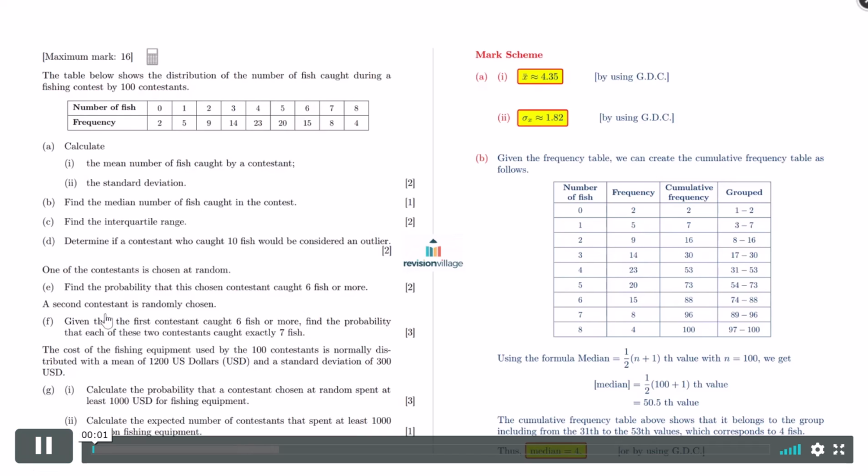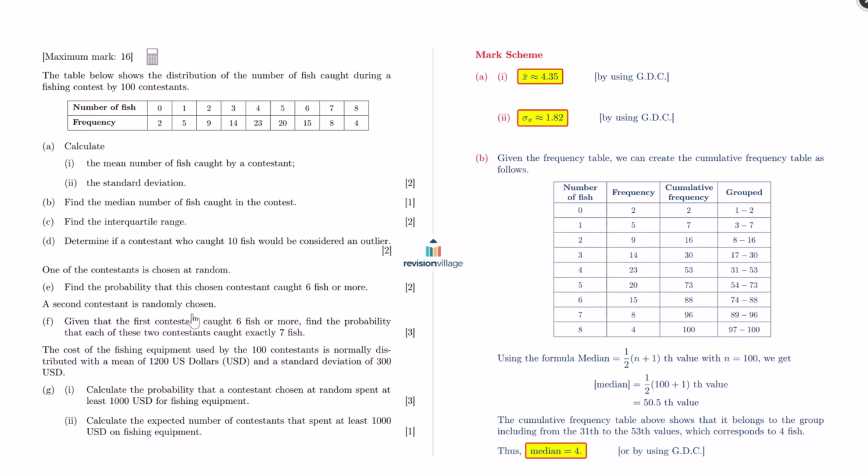Part F, we are told now that a second contestant is chosen at random. So this is after the first contestant. And we are asked, and this is a bit of a challenging conditional probability question here. Given, that's always a bit of a hint that this is a conditional probability question. So given that the first contestant caught 6 fish or more, find the probability that each of these 2 contestants caught exactly 7 fish. Now keep in mind here that given the first contestant caught 6 fish or more, that's actually the probability that we did find in part E. So just keep that in mind.